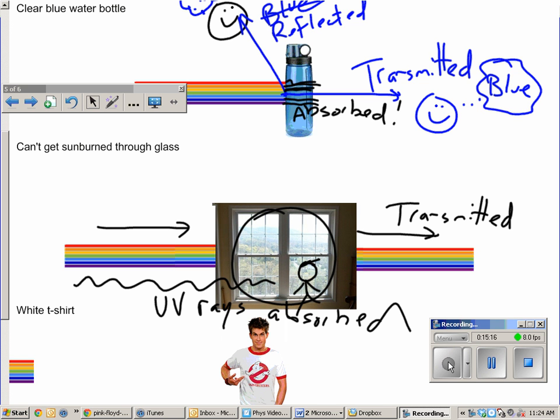Okay, sorry about that. So the UV rays get absorbed. So what that must mean is there must be particles in the glass that have a frequency that matches the frequency of ultraviolet light. And so that will cause the window to warm up a little bit.